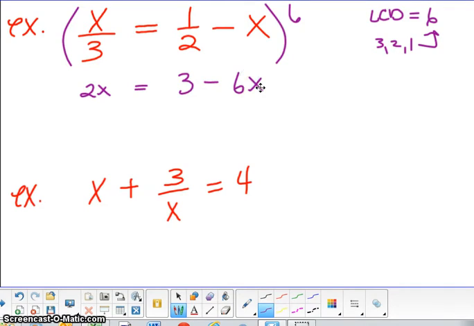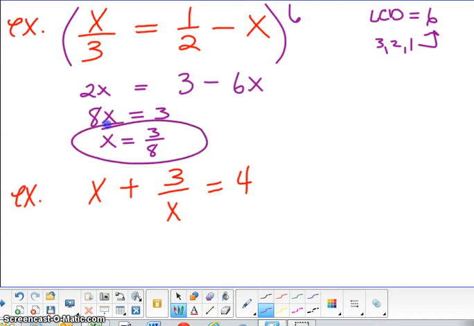Now it just becomes a solve for x problem. So we're going to add 6x to both sides, set it equal to 3, and then divide. Now there are no x's in the denominator, so I do not have to worry about a 0 being there and being undefined. So let's go on to the next one.